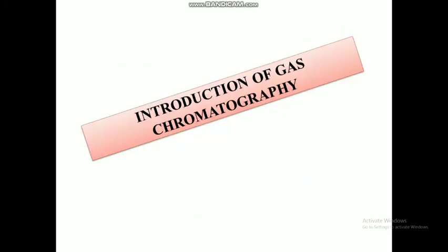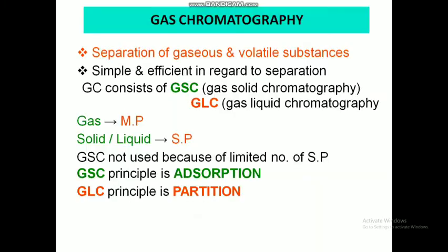Today we will discuss the introduction of gas chromatography. Gas chromatography is one of the chromatographic techniques used to separate complex mixtures into individual components. In gas chromatography, gas is used as a mobile phase and solid or liquid is used as a stationary phase. Gas chromatography is mainly divided into two types, gas solid chromatography and gas liquid chromatography. The principle for gas solid chromatography is adsorption and the principle for gas liquid chromatography is partition.